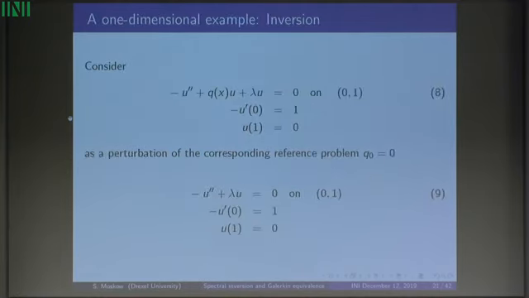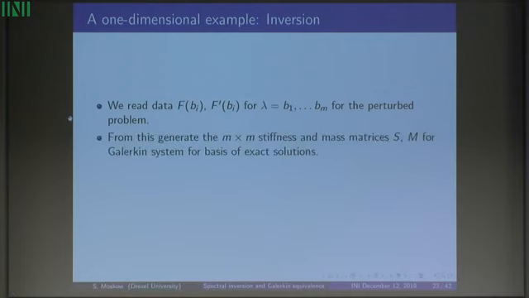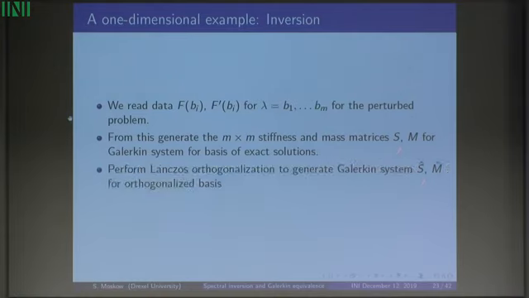So as a numerical example, consider this problem with Q corresponding to reference problem Q0 equals 0. We read the data, samples of the transfer function f of bi and f prime of bi for these m points for the perturbed problem. Generate the m by m stiffness and mass matrices for the basis of exact solutions. Do the Lanczos orthogonalization to generate the orthogonalized system.